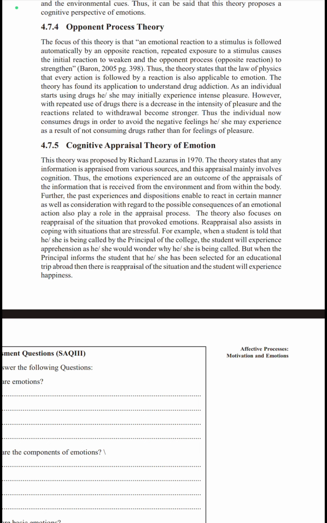Further, the past experiences and dispositions enable us to react in a certain manner, and consideration of the possible consequences of an emotional action also plays a role in the appraisal process. So it's not very tough actually, just the language is a little bit tough. What they're saying is that your previous information, how you behaved under this particular circumstance and what it led to, your past experience of a particular situation and your current bodily feeling, these are what give rise to a particular emotion.